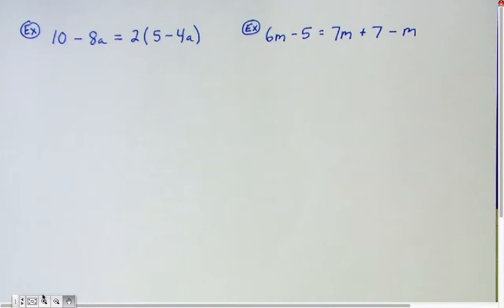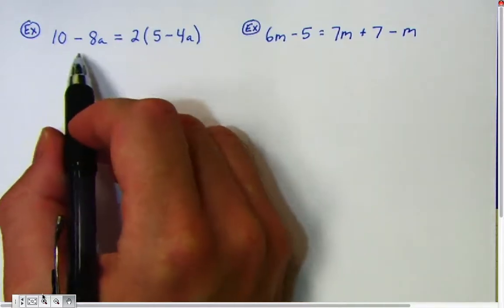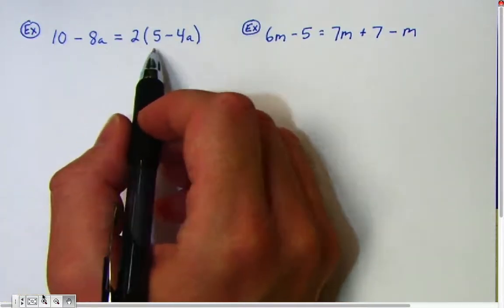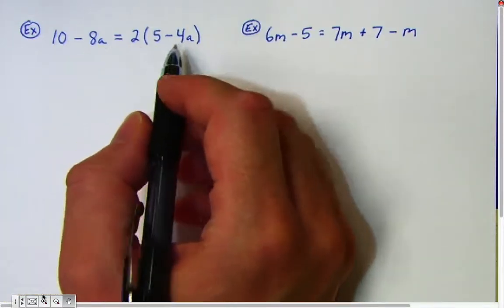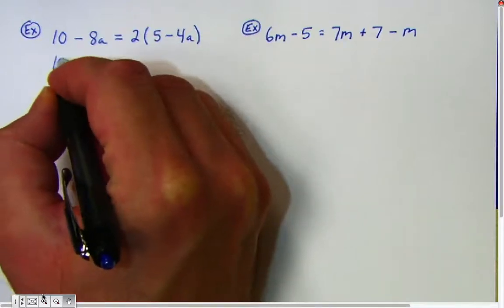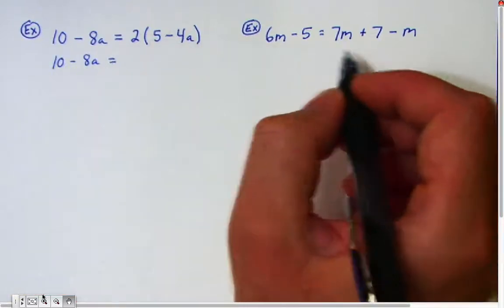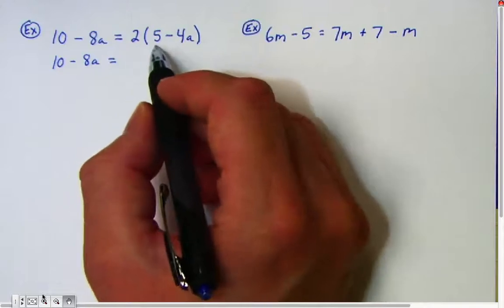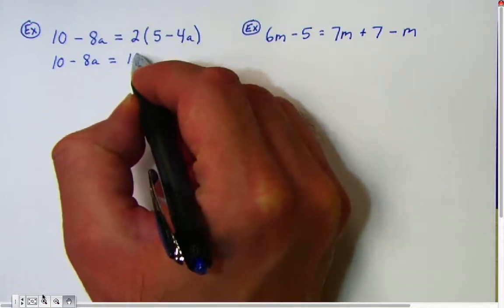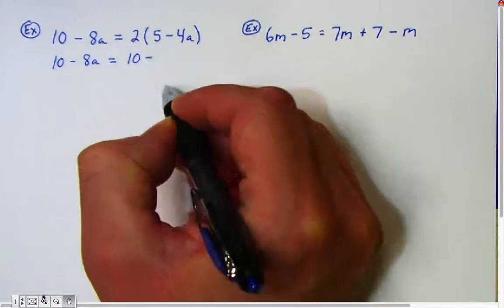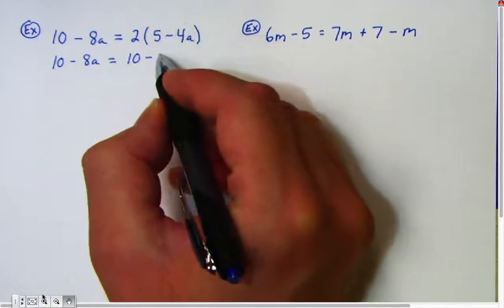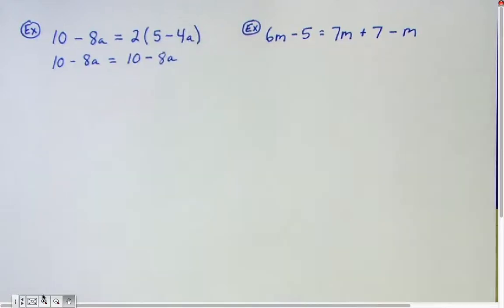Please press pause and copy down these 2 final examples. In the first example, we have 10 minus 8a is equal to 2 times the quantity 5 minus 4a. Let's rewrite 10 minus 8a. And now we need to distribute. 2 times 5 is 10. Minus 2 times 4a is 8a.